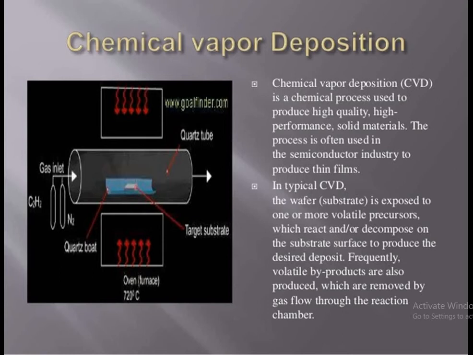So it is a very simple process. The substrate is exposed to one or more volatile precursors that react on the substrate to produce the desired deposit. Since it is a chemical process, it is a chemical vapor deposition process.